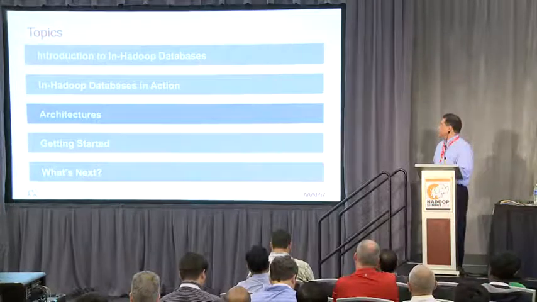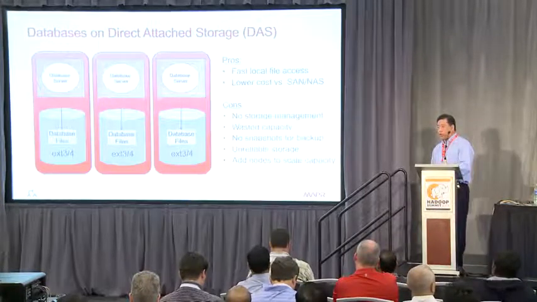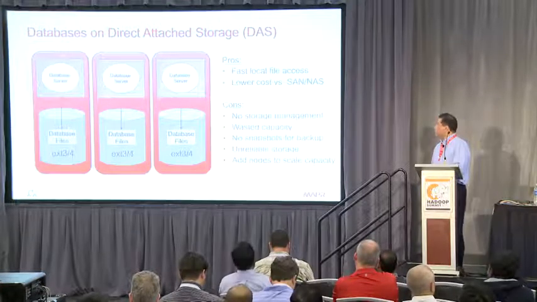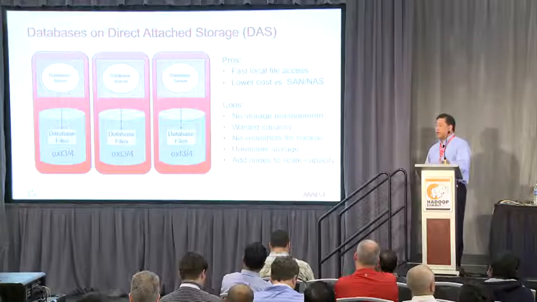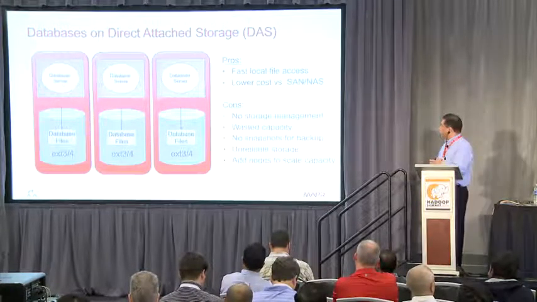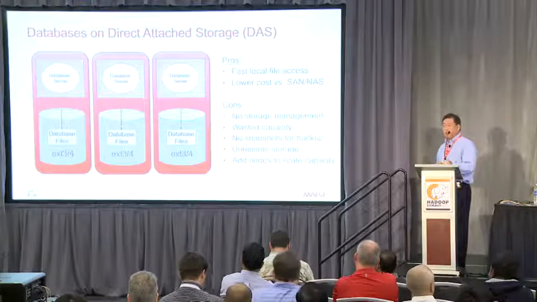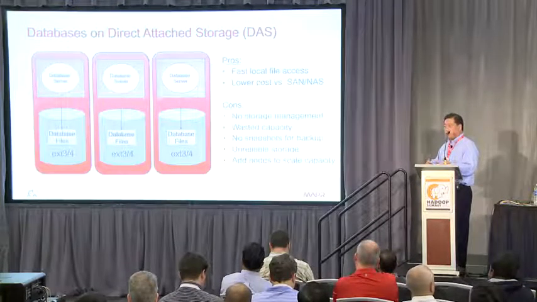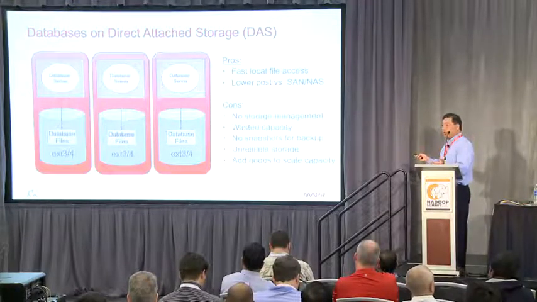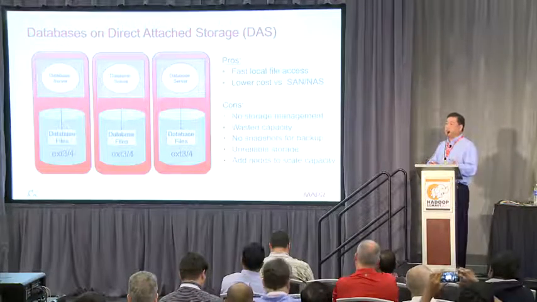OK, so now let's get to the pictures part. Talk about architectures. So let's talk about architecture at a fairly low level. If you think about databases on direct attached storage, there are a lot of advantages there in terms of performance. It's certainly low cost as well. So if we look at some of the pros, you have the fast local access. If you're running a database, single server, local attached disk, that's pretty straightforward. Certainly lower cost because it's considered commodity disks versus a more expensive SAN.